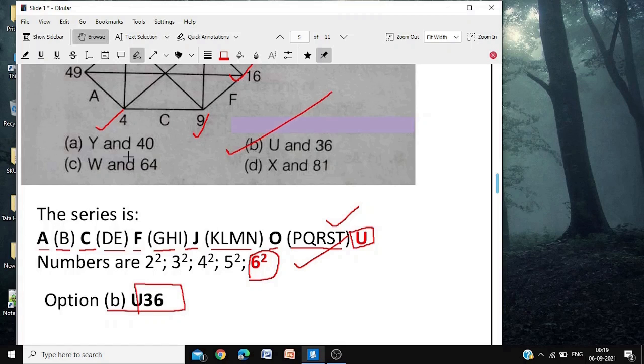How did you get A? You skip 1 letter. Then after C, you are skipping 2 letters. After F, you are skipping 3 letters. After J, you are skipping 4 letters. So after O, you must skip 5 letters to get U. And 2 square, 3 square, 4 square, 5 square, 6 square. So it is U36.